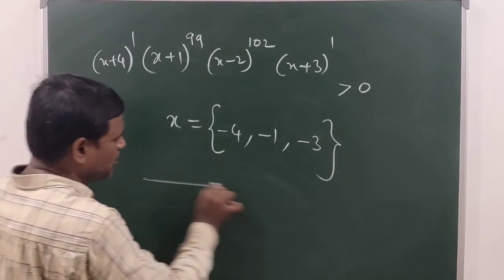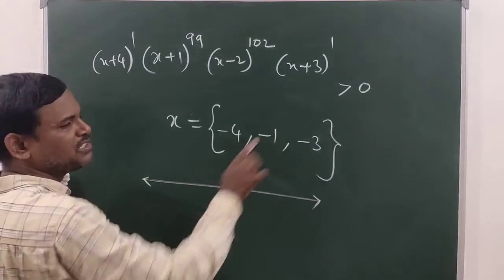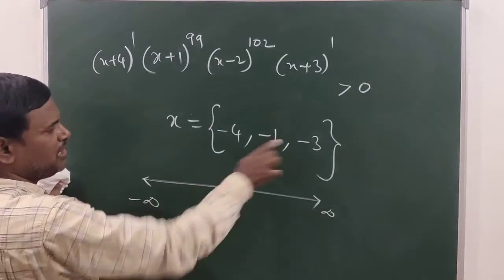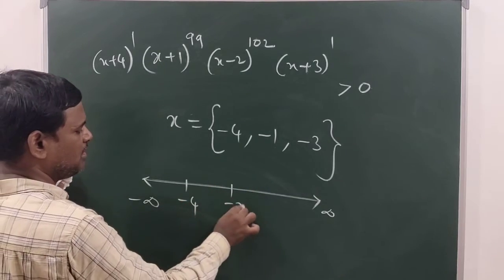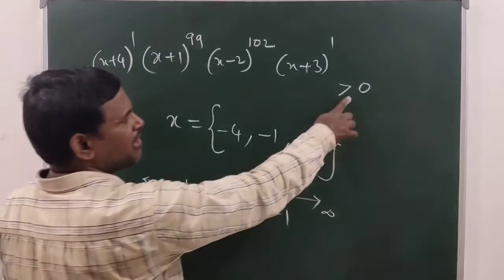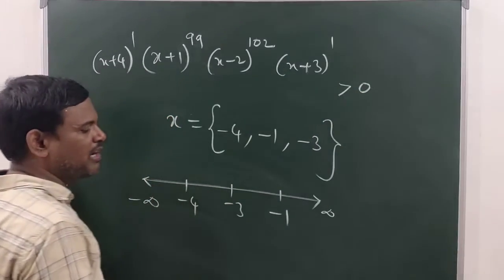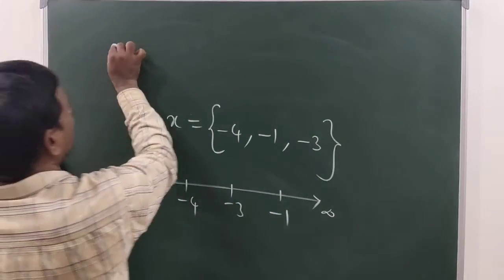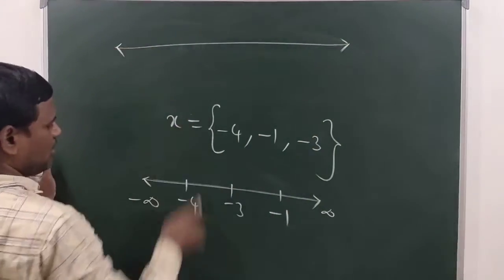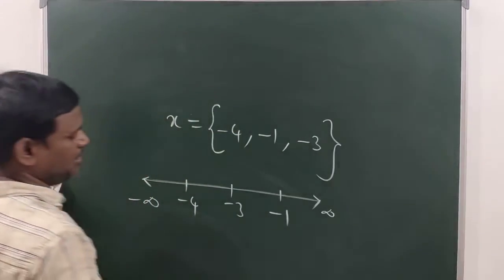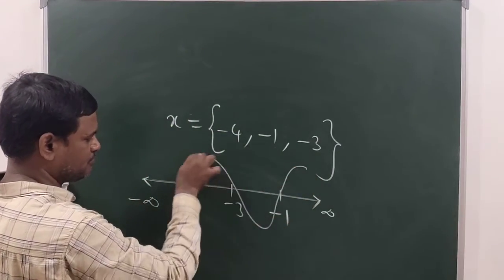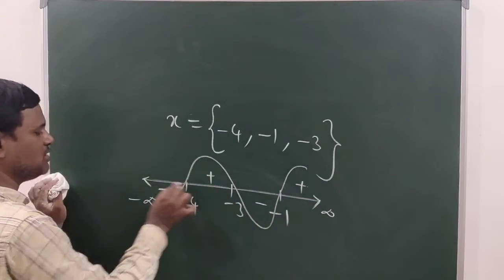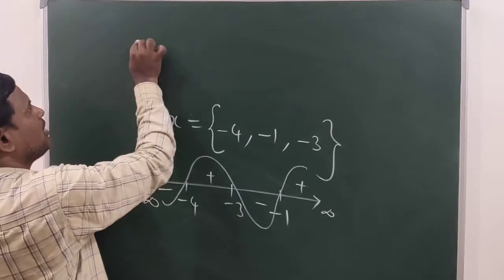Hereafter go to the number line and represent them on the number line in ascending order. So smallest one is minus 4, next minus 3, next minus 1. Now having the greater than symbol, now write the solution set. Go to the number line, already we have represented them here. Alright, now write the wave. So we want greater than, means here plus to minus. After presenting this sign, now write the solution set.